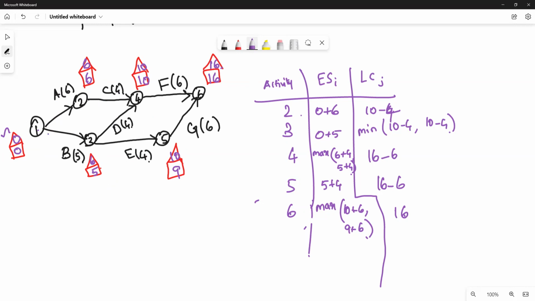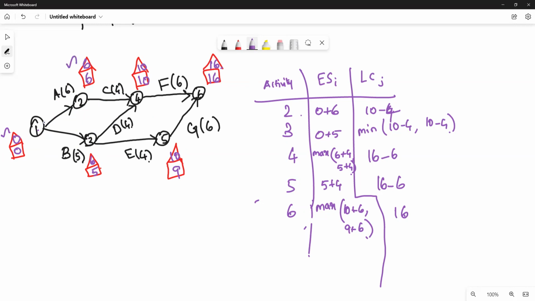Then we have to find the critical path. From 1, there are 2 paths going, namely to 2 and 3. Check which one has equal earliest starting time and latest completion time, both the triangle value and square value: 6, 6, 6, 5.